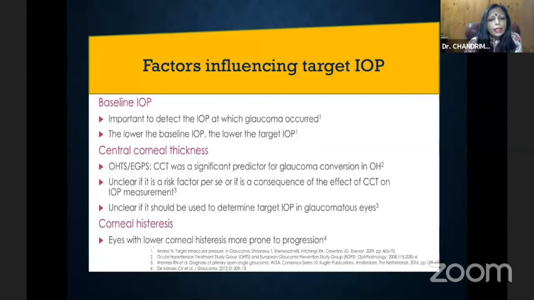So the central corneal thickness, I just told you about it. It is a predictor for glaucoma conversion, as we saw in the OHTS study. And it's unclear if it is a risk factor per se, basically. So the consequence of CCT on IOP measurement still has not been given very properly. So it is unclear if it should be considered in determining target IOP. Corneal hysteresis, however, is more prone to progression.